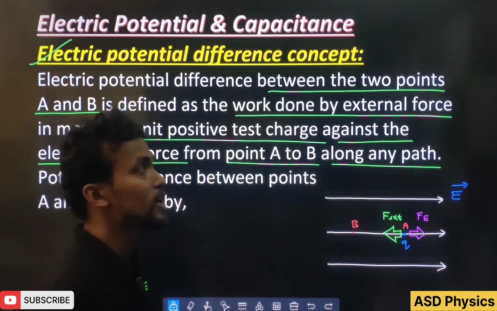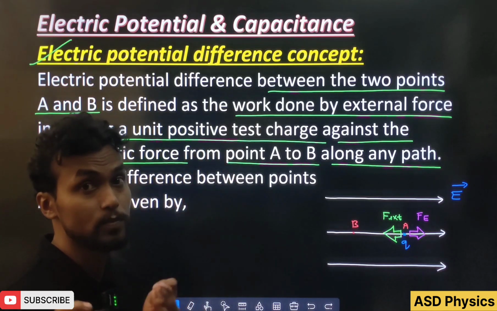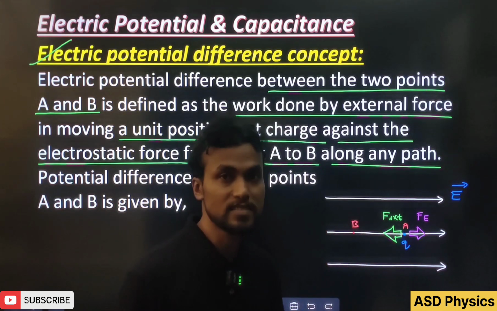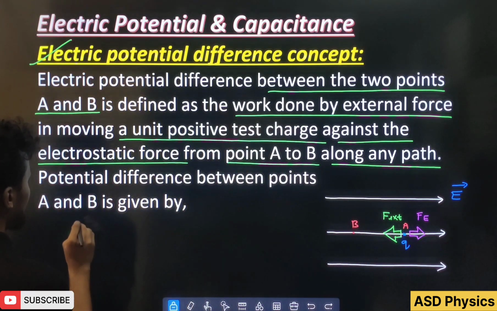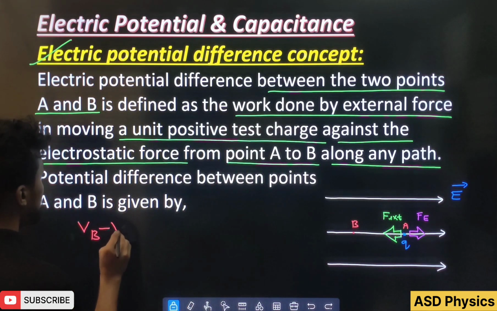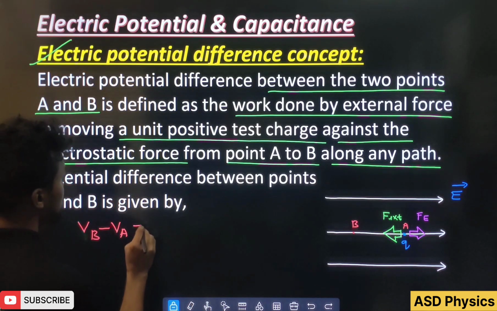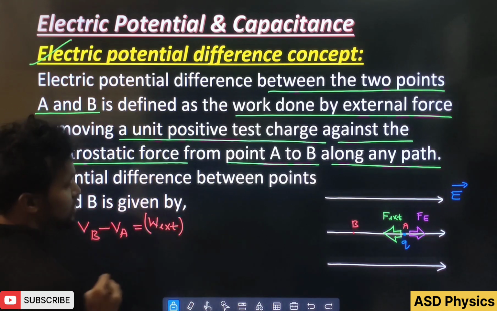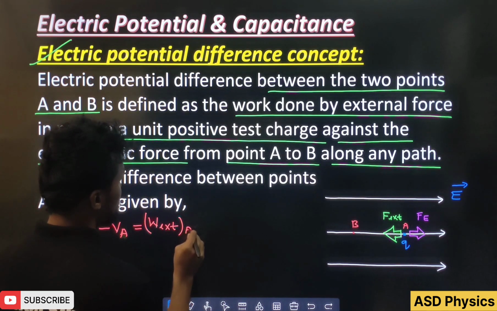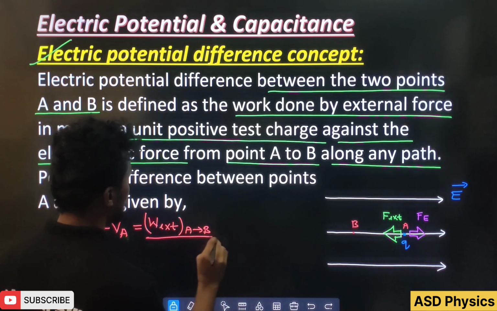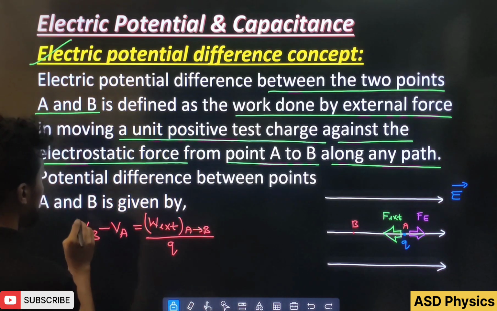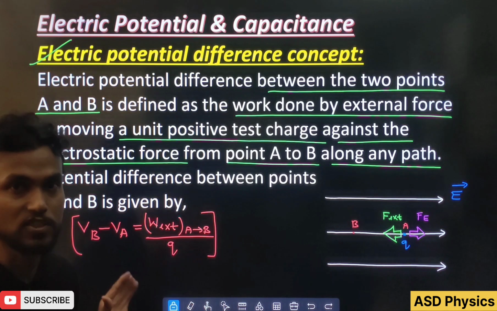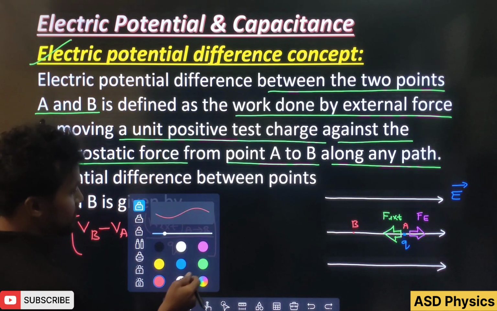Okay, so now according to the definition, potential difference between points A and B is given by, A is the initial point, B is the final point. So according to the definition, we can write VB minus VA, that means final minus initial, is equal to work done by external force to move the charge from A to B, per unit charge, which means we divide by Q. So this is the basic definition, always applicable in all situations.